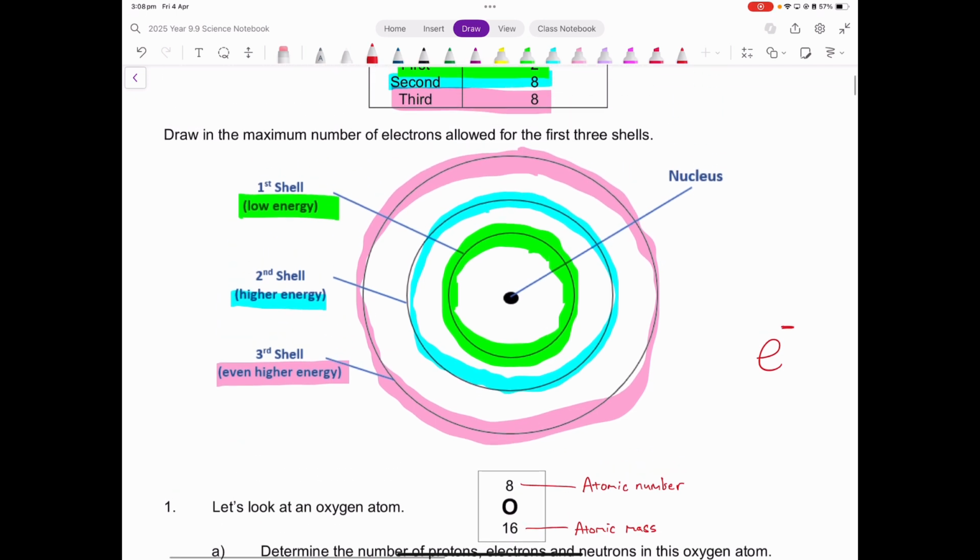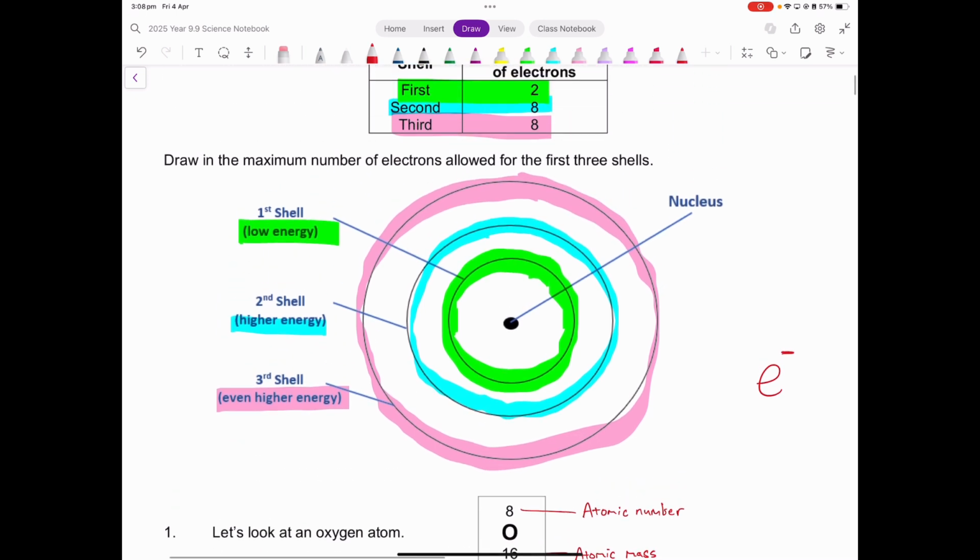So if we look at our first shell, how many electrons fit in that first shell? 2. So I'm going to draw 1 electron at the top, and I'm going to draw 1 down the bottom. They like a little bit of space, these ones, in the inner shell. In the next shell, how many electrons am I going to have? 6. Why is it 6 and not 8? Because it's 8 in total, and I've already put 2 into my inner shell, which leaves me with 6 left over.